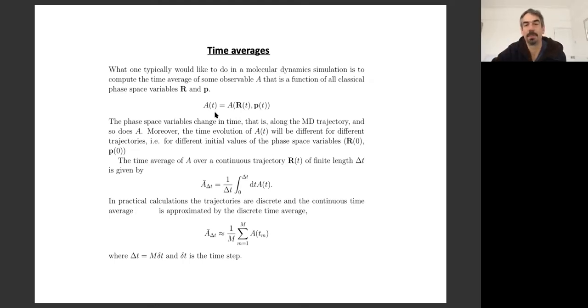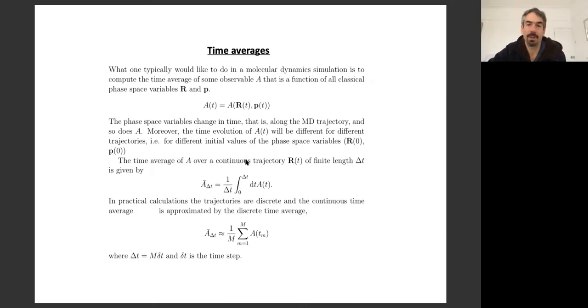In general, an observable is just a function of all your phase space variables, R and P. R is a collection of the nuclear coordinates, the same R that are used for the Schrödinger equation, so it's exactly the same. P would be the momentum of your nuclei. That's the classical momentum, because we're doing classical nuclear dynamics.